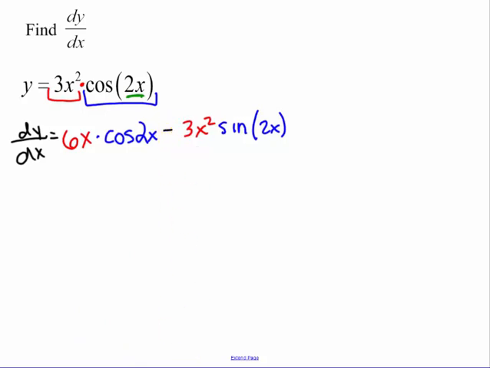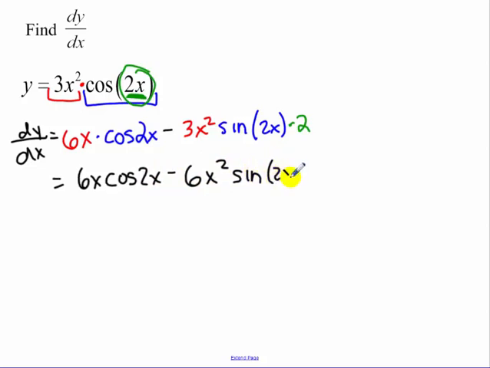But I also have to take the derivative of the 2x because that's a composition inside our cosine function. So therefore then our derivative of 2x is just 2. So simplifying that, we get 6x times the cosine of 2x minus 6x squared sine of 2x.